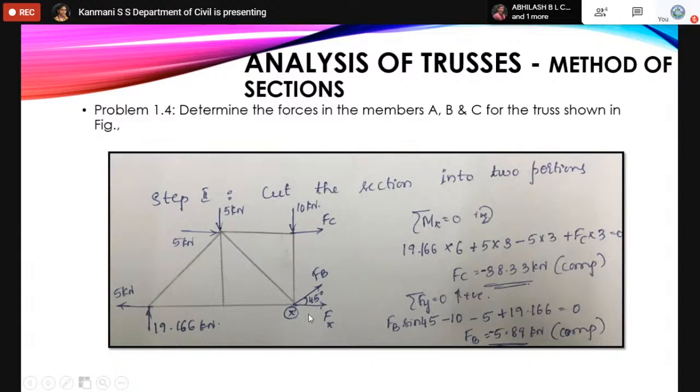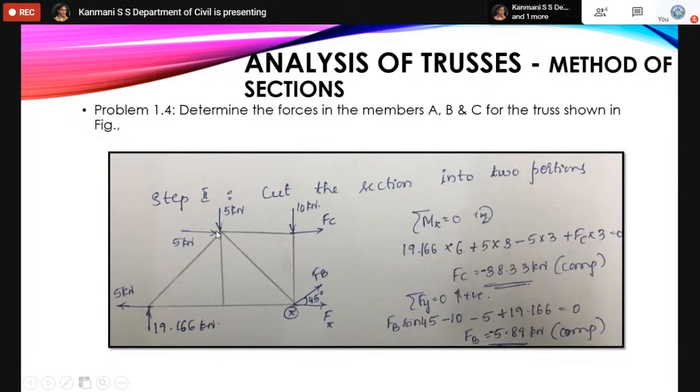This is what we call smart thinking. You have to think smartly. I'll take joint X so that I'll get FC directly. At joint X, if you take moment, the moments due to two forces will become 0. The first force is 5 kilonewton, which is in the same line, so we will not get any moment. So 5 into 0. The other force is 19.166 about X. It is moving in the clockwise direction, so plus 19.166 into the distance, 3 plus 3, 6 meters.